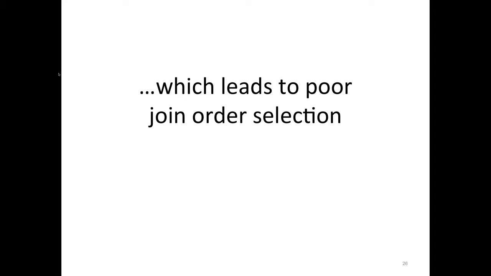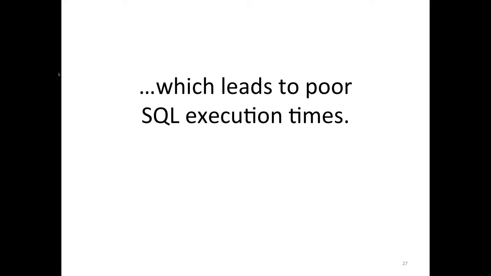How does the optimizer know if the estimates are wrong? What's the best order in which to join something? Should it join table A to B or B to A? With bad estimates, that becomes a problem. And ultimately, all of these things can lead to poor SQL execution times, and that's when the problems arise.